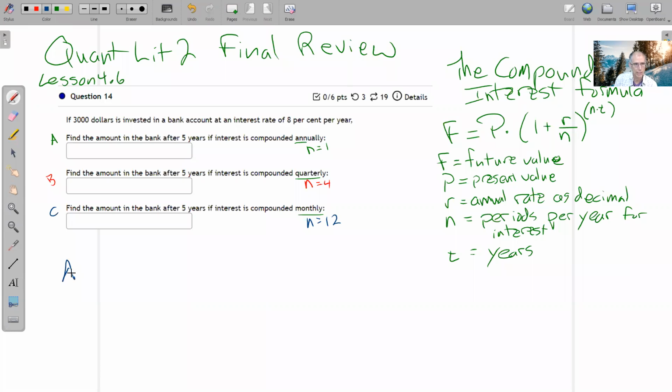So for part A, switch colors. My future value would be that $3,000 times 1 plus 8% as a decimal, which would be 0.08, divided by 1. Now, dividing by 1 is kind of boring. We can skip that, but I'll put it in there. And then we'll raise it to the power 1 times 5. And again, multiplying by 1 is kind of boring. We could skip it, but that's what the formula says, so I'm going to write it down.